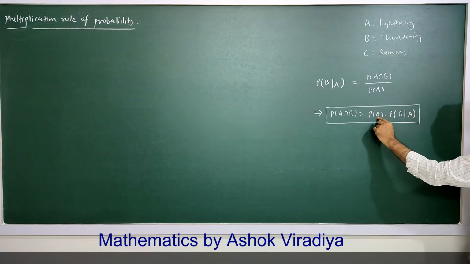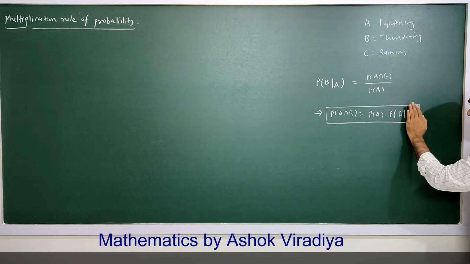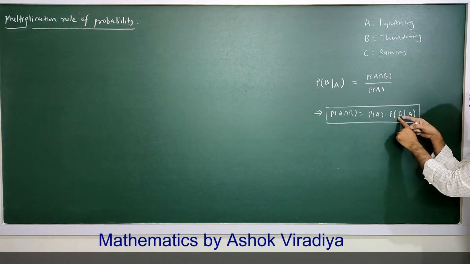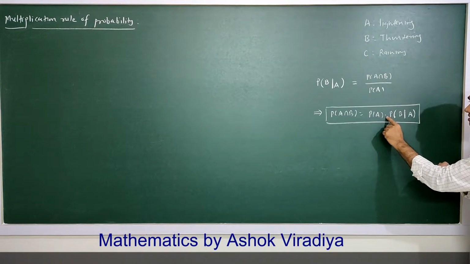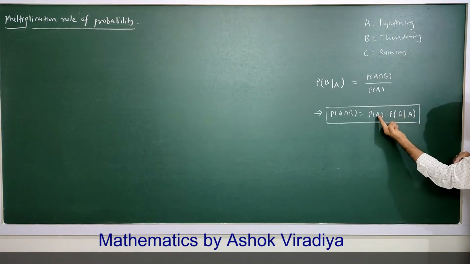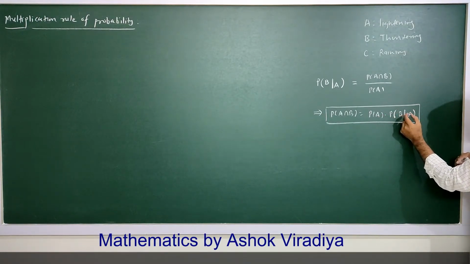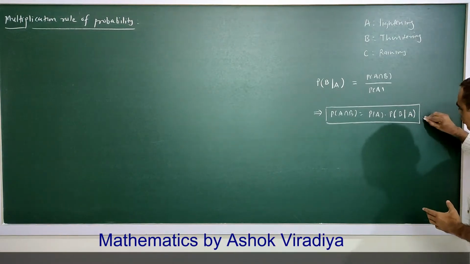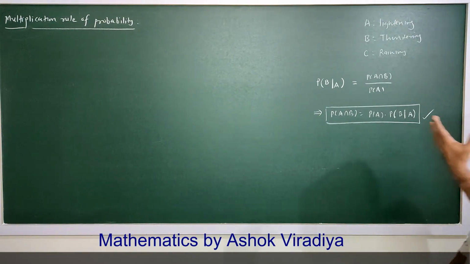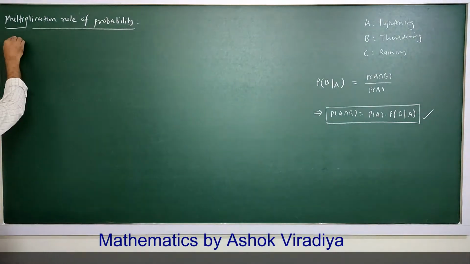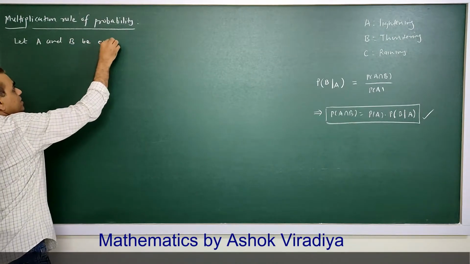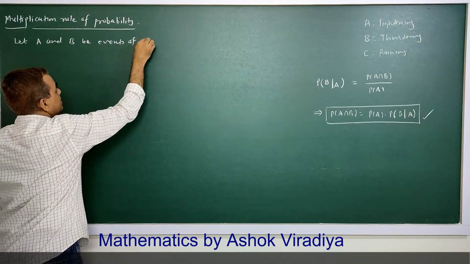Lightning occurs, and see, lightning has occurred. So lightning has occurred, then next is thundering. So lightning and thundering, but when the second event occurs, the first has already occurred. So into P of B by A. So this is said to be the multiplication rule of probability.